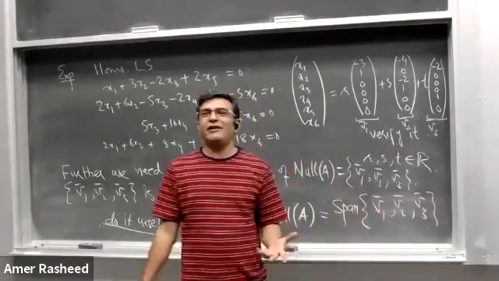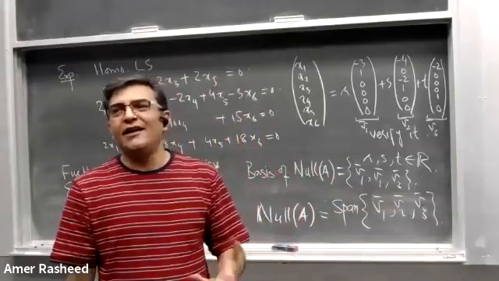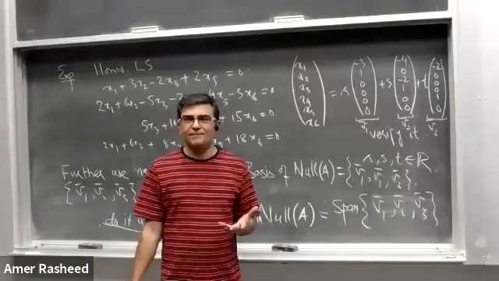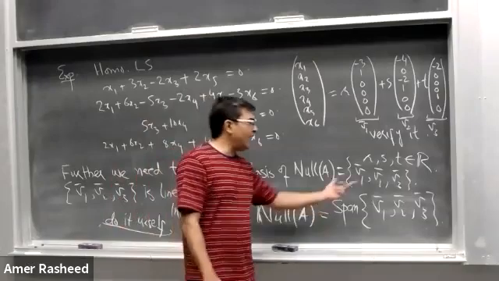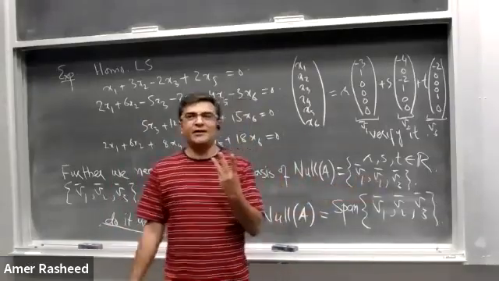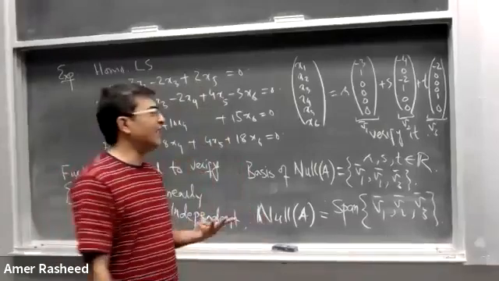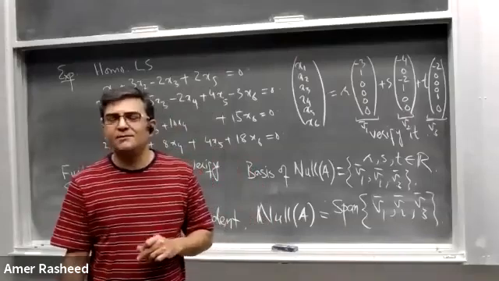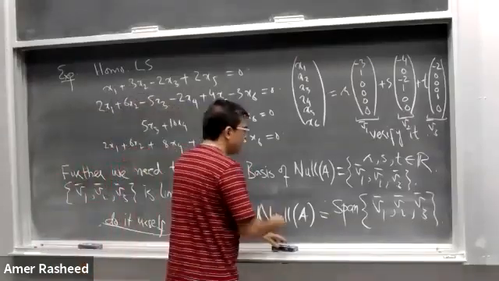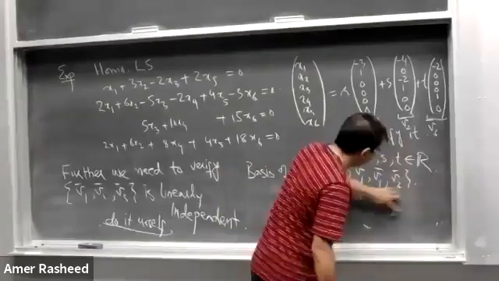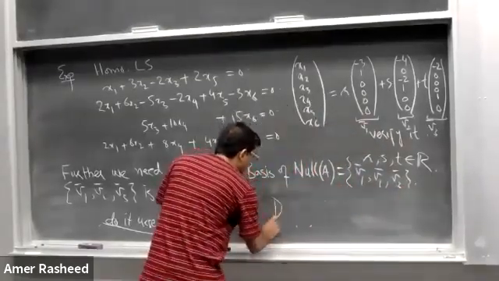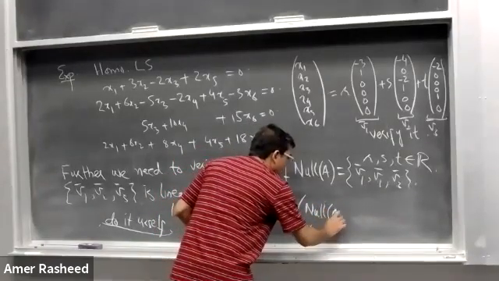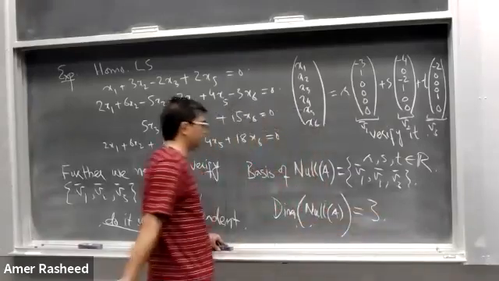So what is the dimension of any vector space? It is basically the number of elements in the basis set of that space. How many elements are there in the basis set? 3 elements. So the dimension of this null space is 3. Okay. So the dimension of the null space of A is 3.